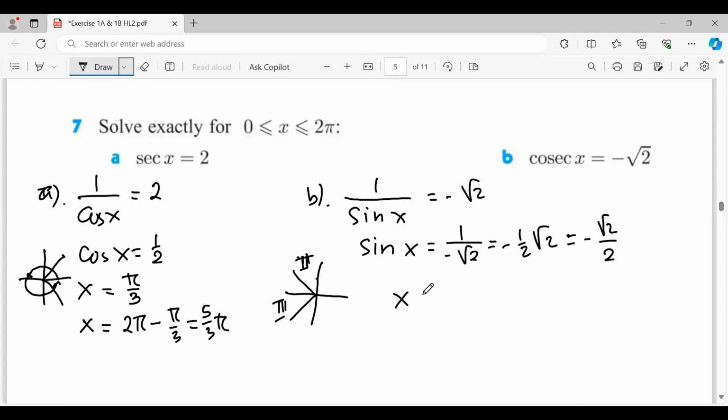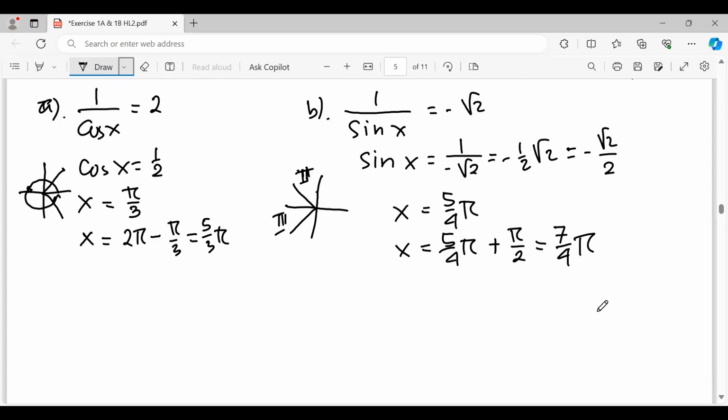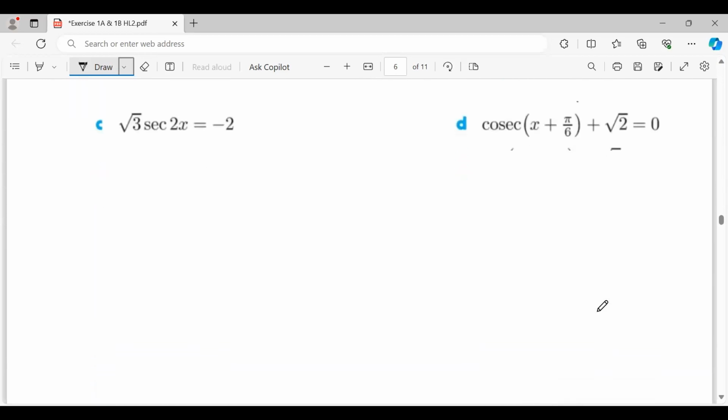So x equals 5/4 π, and then x equals 5/4 π plus π/2 equals 7/4 π. Wow.